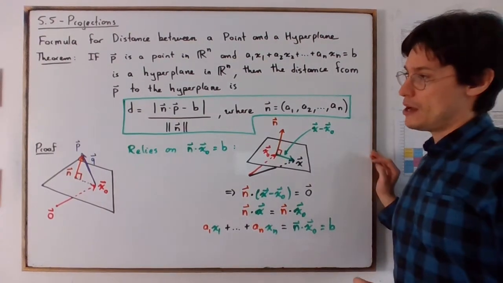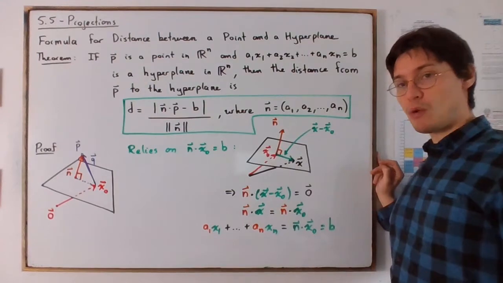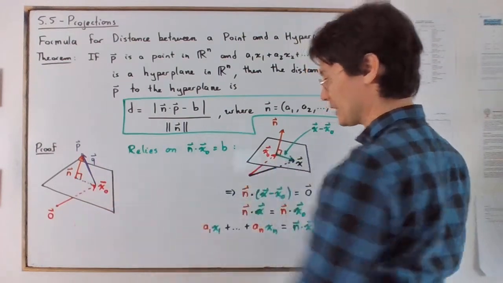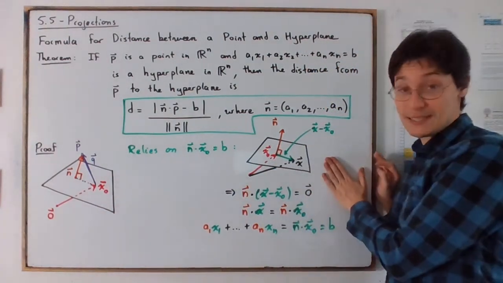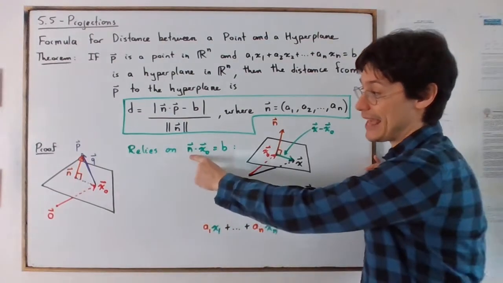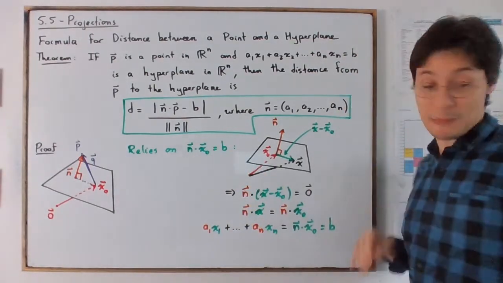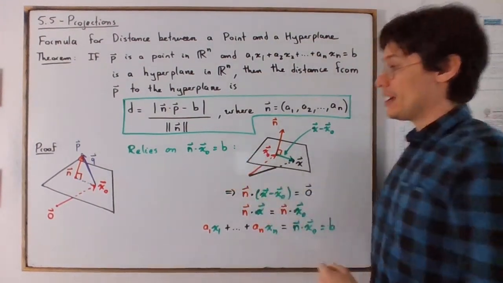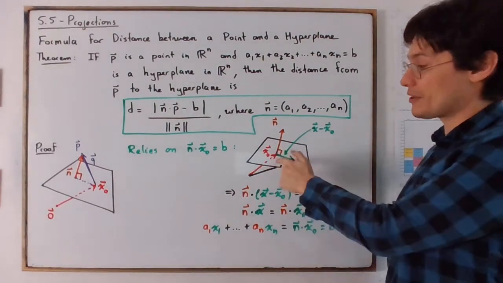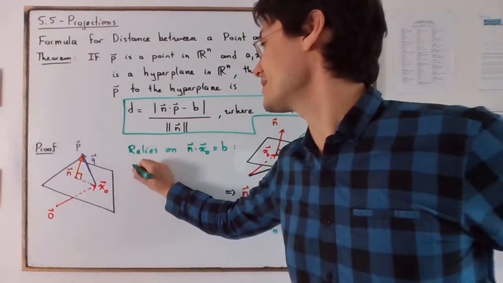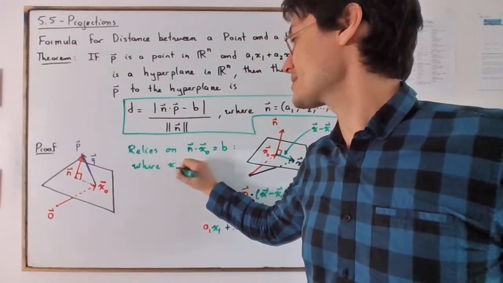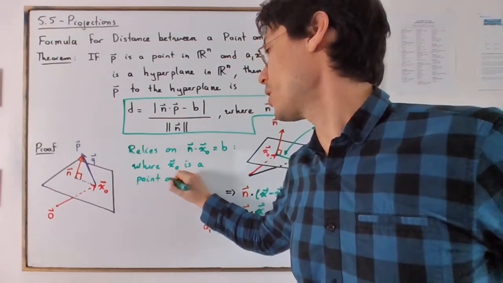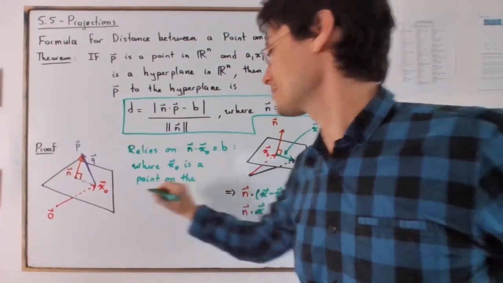Before we start the proof, the proof is going to rely on this construction, but let's talk about it a little bit later. I want to talk about this first. The proof relies on the fact that n dot x0 is equal to b, and let's highlight that. So how do you figure that out? Well, x0 is a point on the plane. Let's actually write this, where x naught is a point on the hyperplane.